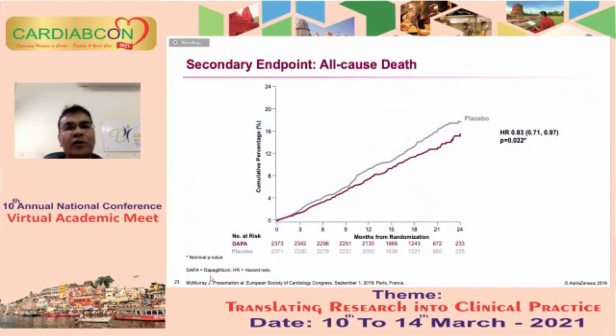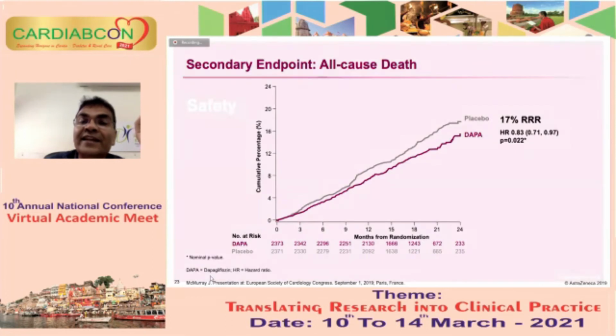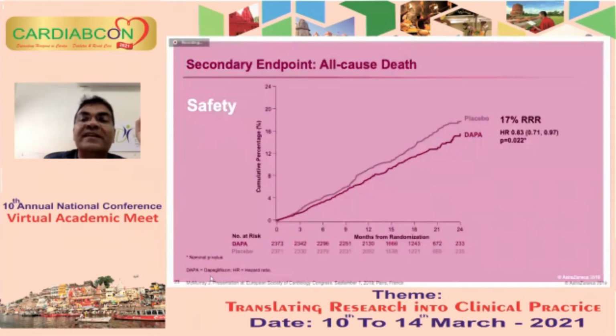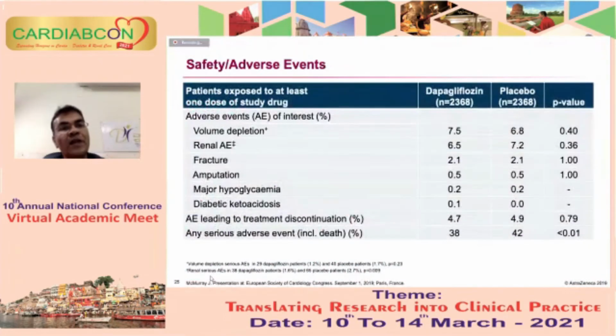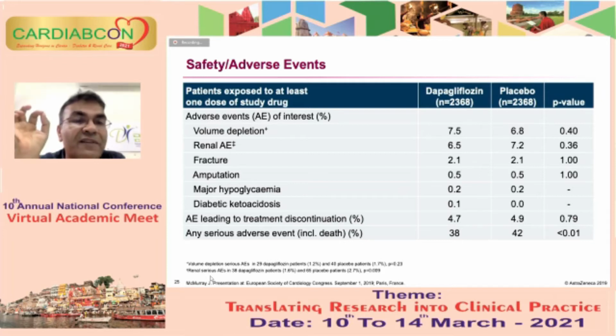Also, the all-cause death, which is the secondary endpoint, that benefit was also there in the DAPA arm, which was a 17% relative risk reduction of all-cause death. Now, the safety point. We are worried about some of the issues like diabetic ketoacidosis, fractures, renal adverse events, volume depletion, and some infections, but it is almost comparable with the placebo. Even diabetic ketoacidosis was only 0.1, which was a major issue.